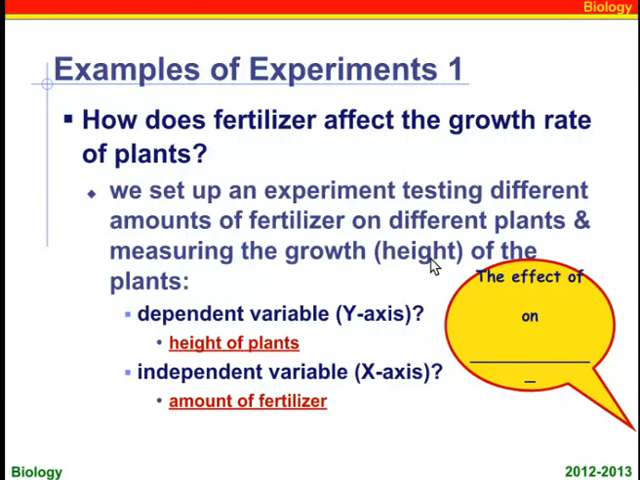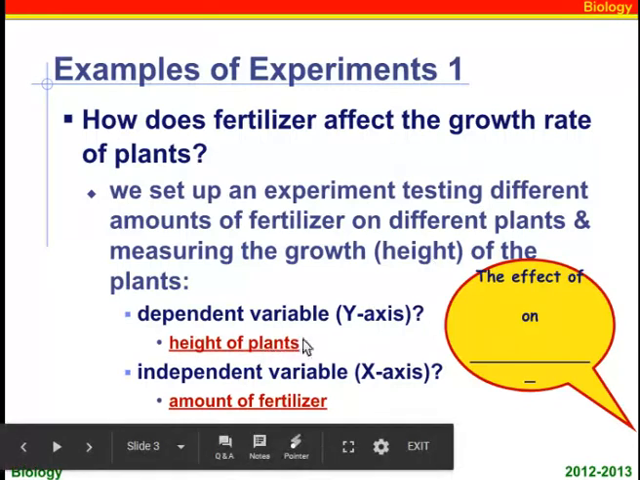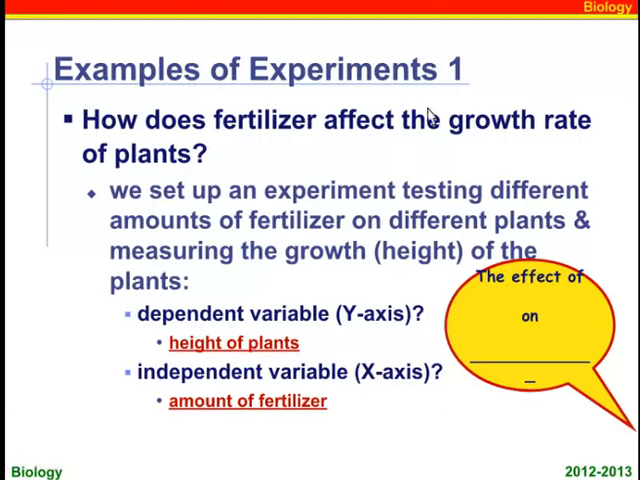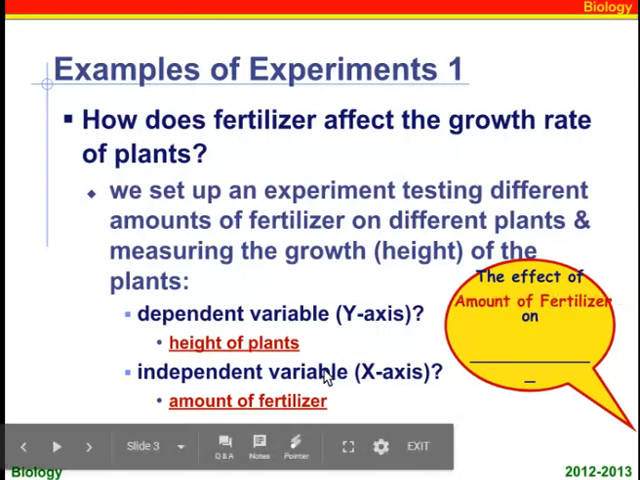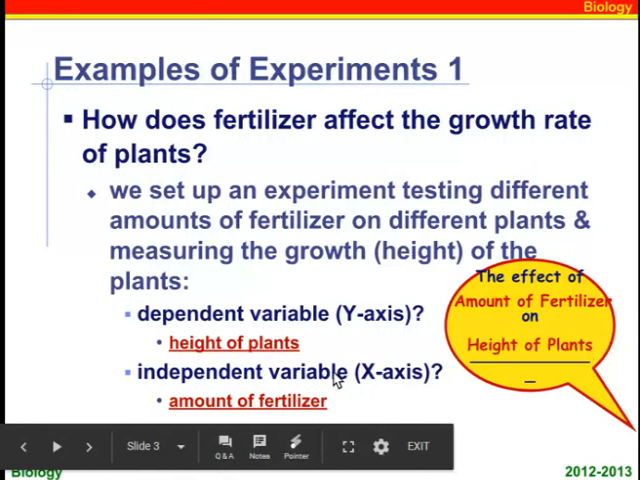So when we plot our graph, we're going to put the height of plants along the y-axis, and then the amount of fertilizer along the x-axis. So across this way is where we're going to put the amount of fertilizer. And we're going to title our graph the effect of the amount of fertilizer, that's the independent variable, on the dependent variable, which is the height of plants.